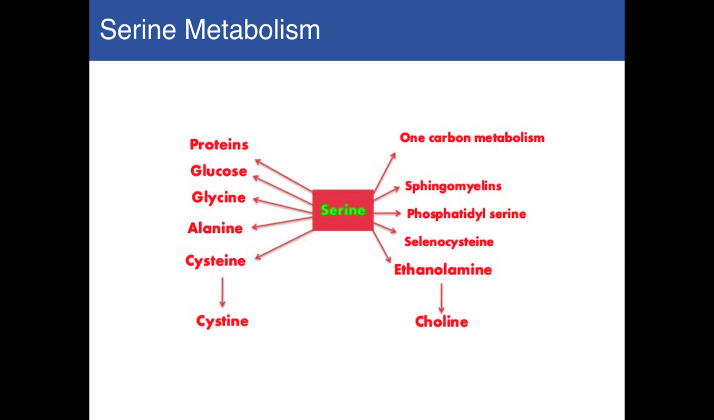Again, serine is really important. Its intermediate is 3-phosphoglycerate. It's a very important amino acid for general proteins. We can also generate glucose and glycine, alanine, cysteine, choline, ethanolamine. I'm going to go through these. What are all these? Sphingomyelins, phosphatidylserine, selenocysteine, ethanolamine, choline. What are most of these?